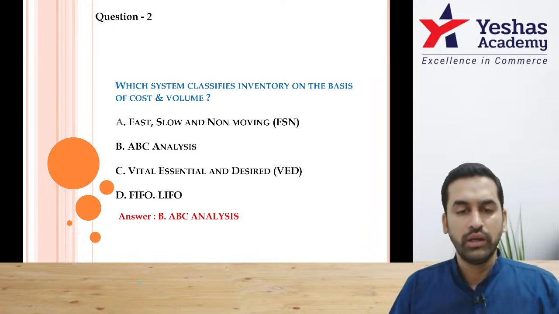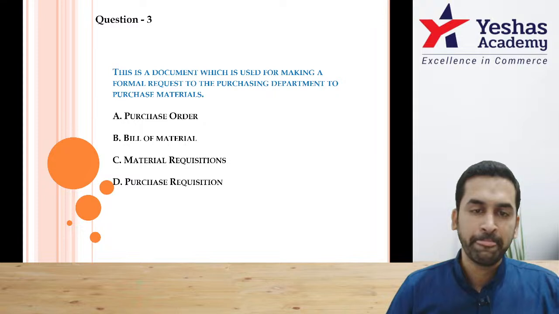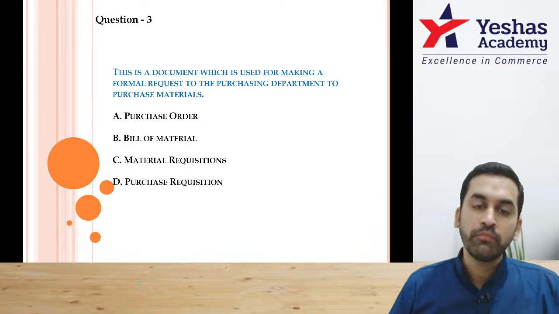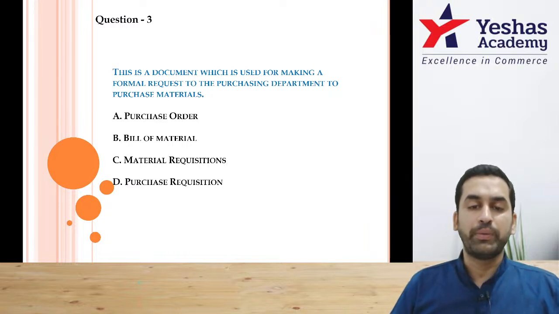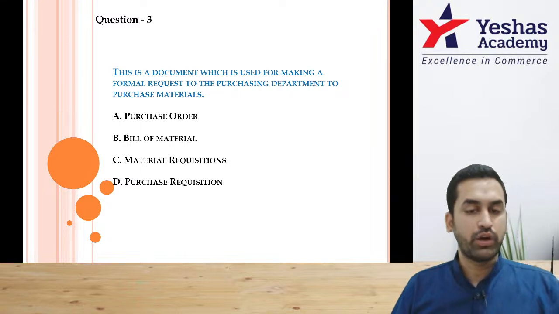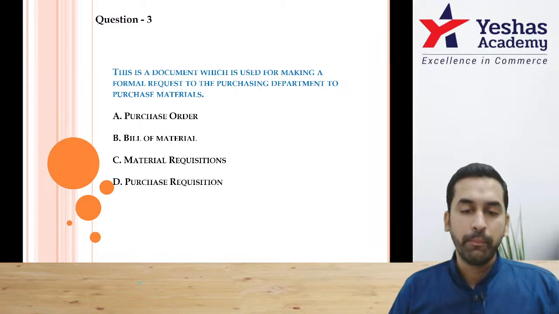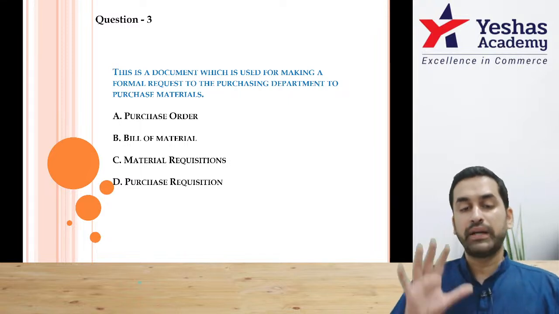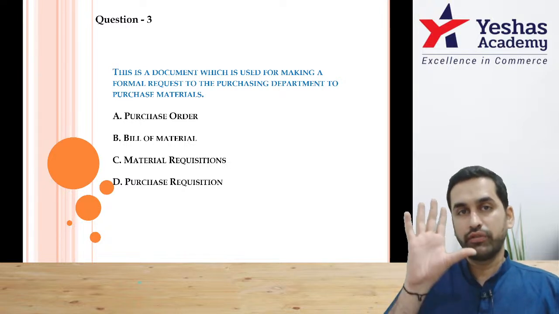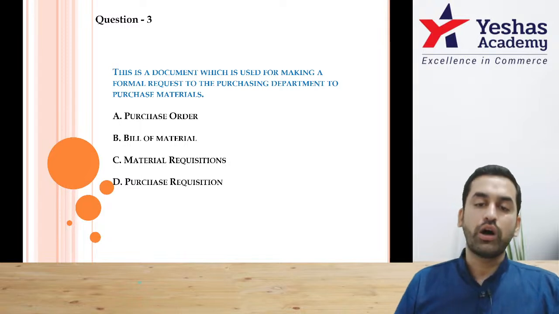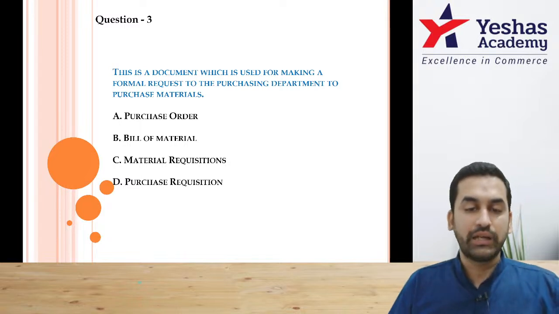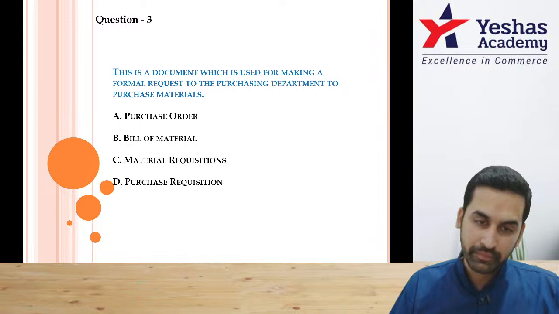Very good question, a different variety of question. Yes, question number 3. This is the document which is used for making a formal request to the purchasing department to purchase material. Purchase order, bill of material, material requisition, purchase requisition. I want an answer from you. This is a very tricky question. Read properly. Formal request to the purchasing department to purchase material.